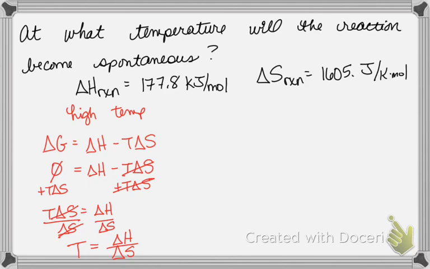So when the problem says at what temperature will the reaction be spontaneous, this is the formula I use. And I just plug in the delta H's I have, again, watching the units. It doesn't matter if they're both in kilojoules or both in joules, but they have to be the same units. Whether they're both kilojoules or both joules, it's going to give you the same answer for temperature either way.